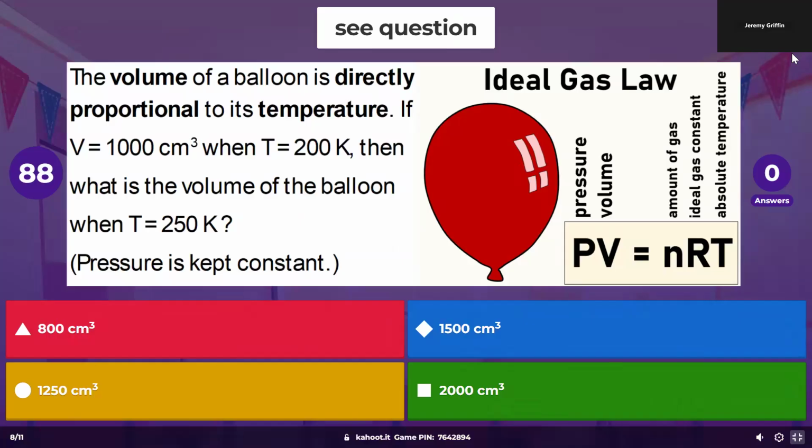Okay, volume of the balloon is directly proportional to its temperature. If the volume is 1,000 cubic centimeters when the temperature is 200 Kelvin, then what's the volume of the balloon when the temperature is raised to 250 Kelvin? Keeping all else constant.